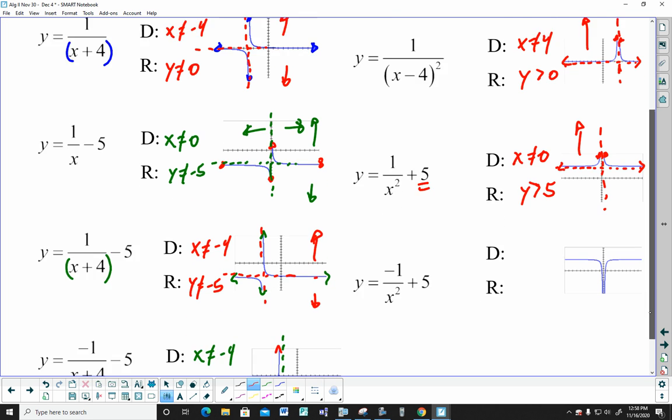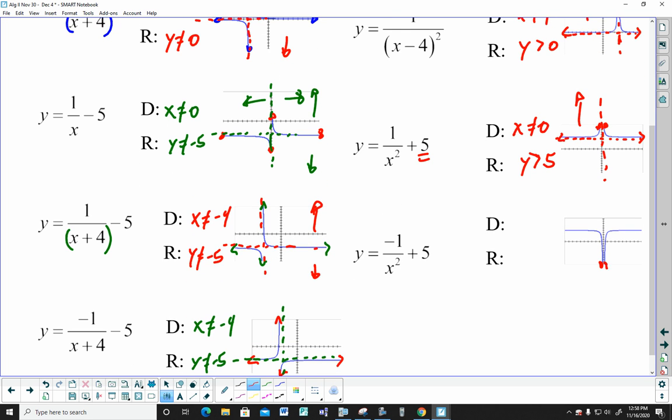Okay? Now this one opens down. These never touch. They go left to right. There's a vertical asymptote here, a horizontal asymptote there. Left to right is all good except in the middle where there's a gap. So x cannot be 0. Up to down, y's can be from there down, but because of that horizontal asymptote, it doesn't include it. So y is strictly less than 5. Oh, sorry, positive 5. What am I saying? Okay.